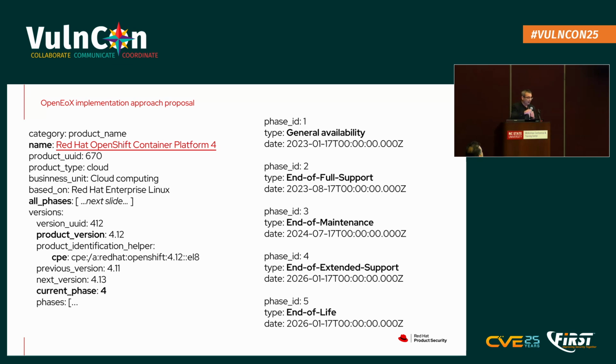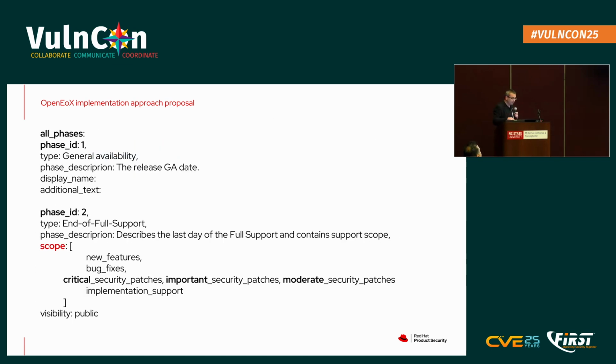Like I said, every product has a list of all phases, and those phases have precise information on what is included in the particular phase and what rules are associated with that phase. On this slide, I only included the first 2 phases. Phase number 1 is the GA date for this product, and then we have phase number 2, represented by the end of full support type, which is the full support phase, and we have a precise scope.